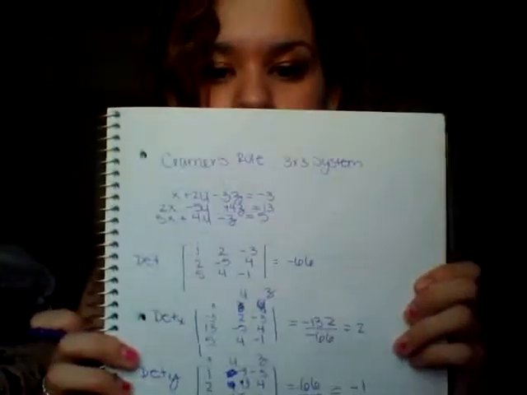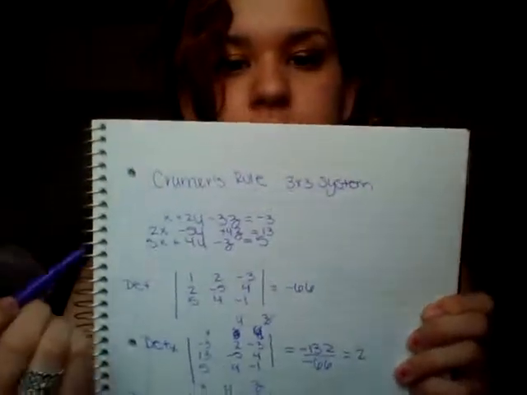So, if you guys don't trust me, you can plug those numbers back into the original equations so you can see that I'm not lying to you. So, x equals 2, y equals negative 1, and z equals 1.